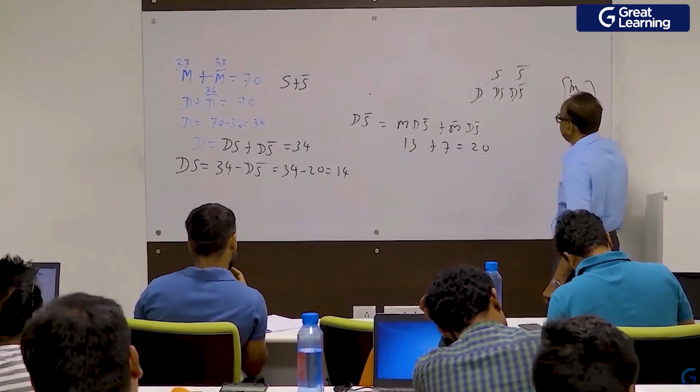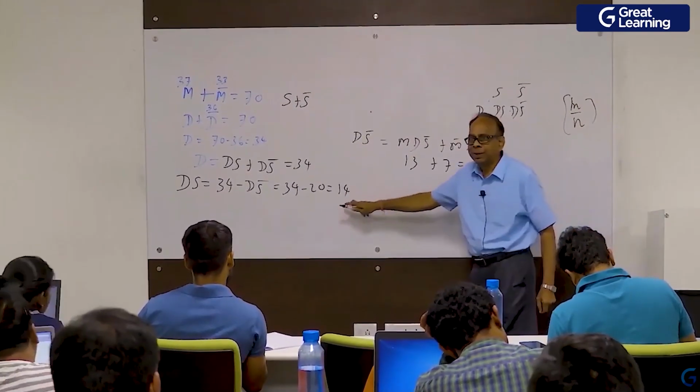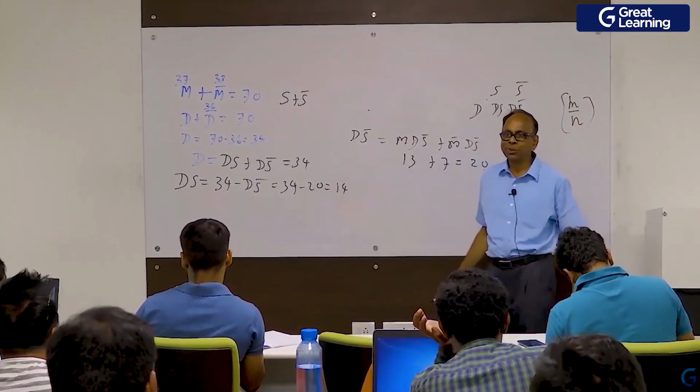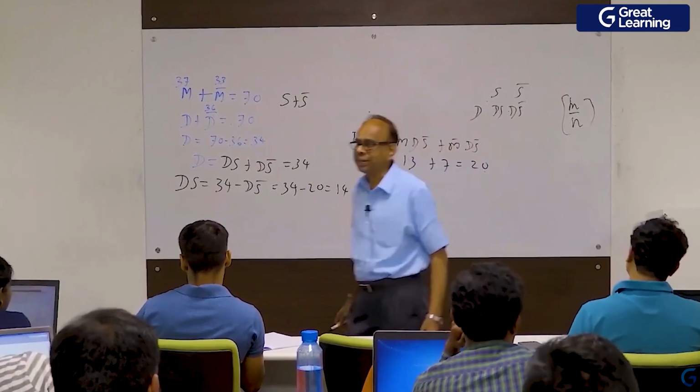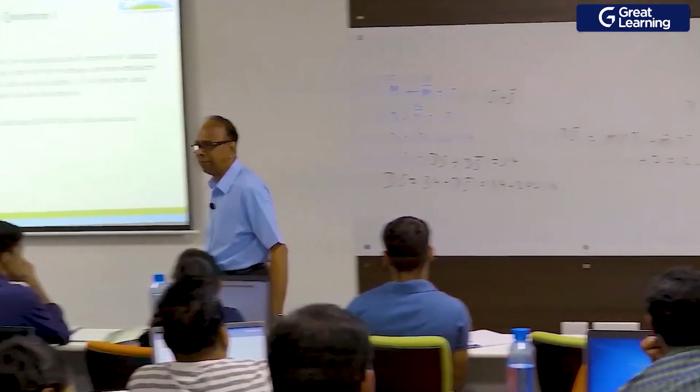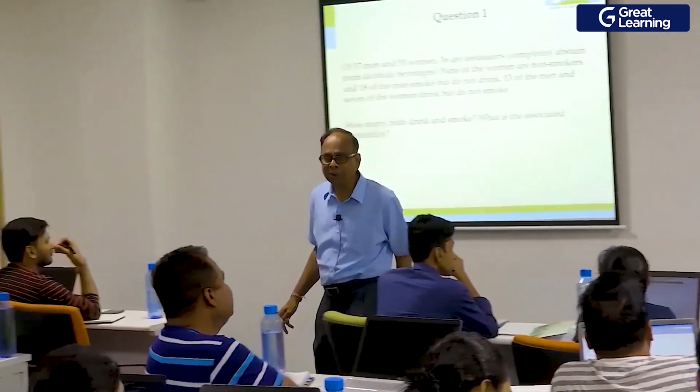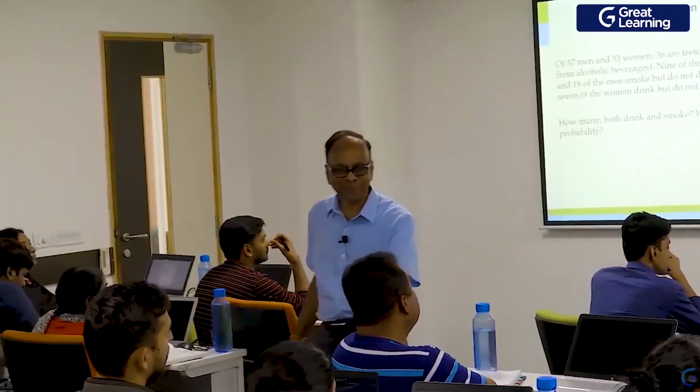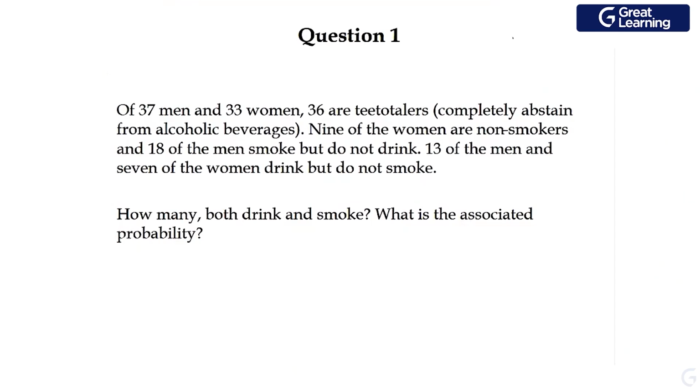I am using this. M is favorable to drink and smoke. Total possibility is 70. 14 by 70 is the probability, signed, sealed, and delivered, the famous Boolean principle by which we can solve the problem. And now you have not made use of 9 of the women are non-smokers, 18 of the men smoke but do not drink. That information is not required here.